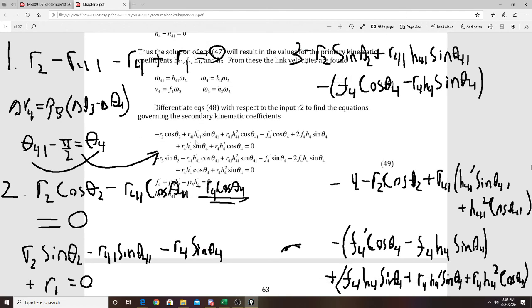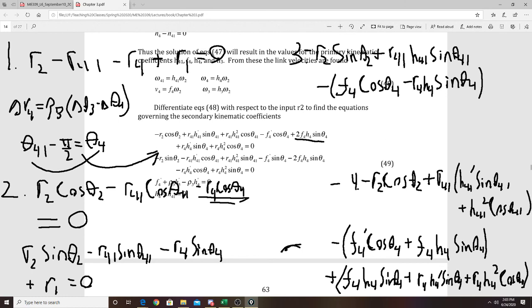Secondary, so this is the first equation. So minus R2 cosine theta 2 plus R4 H1 prime sine theta 4 plus R, yep, okay, I got that one. Minus F4 cosine theta 4 plus 2. What did I do there? Did I miss? Oh, you can add these two together. Yeah, I always forget that. So these two end up being the exact same thing. If you make this a negative, make this a positive, this F4 H4 sine theta 4 is the same here. So it's 2 F4 H4.